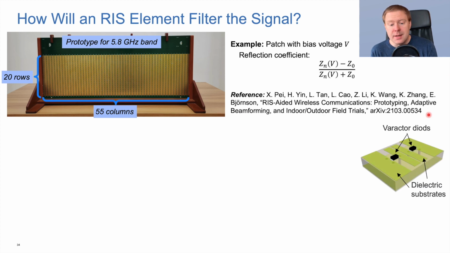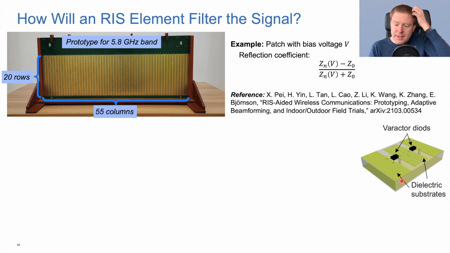And each element here can be viewed as a patch, with a bias voltage V that we can control, having a reflection coefficient that is determined by properties. So Z0 here is the impedance of the surrounding air, and ZNV here is the impedance of a particular element for a particular bias voltage that we can control. And the surface looks like this.